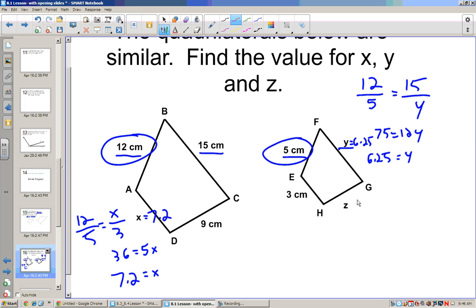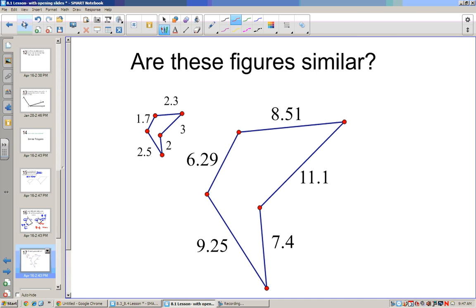Now, z, we'd have 9 over z because those correspond, so 12 over 5 again is going to be 9 over z. Cross multiply and you'd have 45 equals 12z. Divide by 12, 45 over 12 is 3.75. So that's how we find our missing parts in similar polygons.